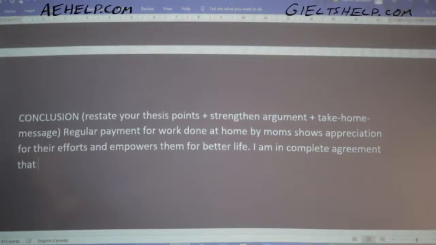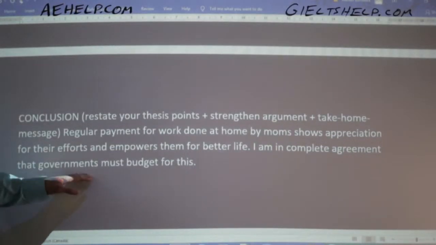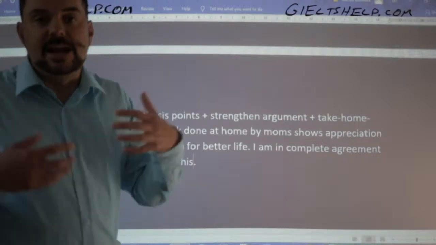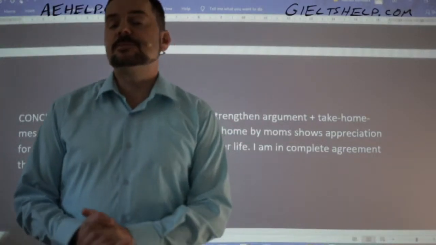agreement that governments must budget for this in their expenses. Okay. Yeah, let's keep it simpler. So I am in complete agreement that governments must budget for this. Okay, so they have to include this in their spending, in their budget.